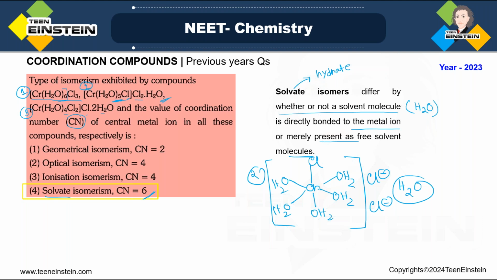But even if you cannot understand solvate isomerism, then also you can choose the answer, just because CN is 6, that is mentioned only in the last option. Fine.